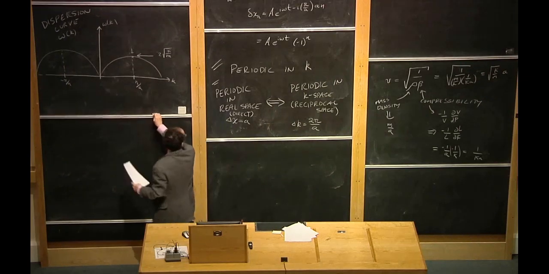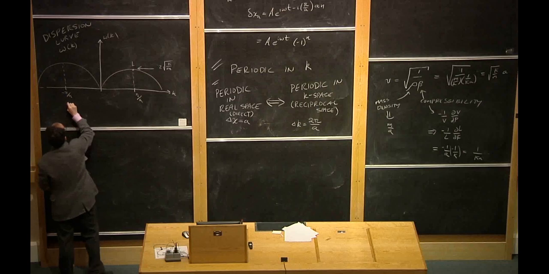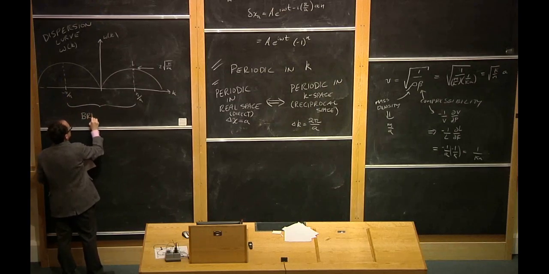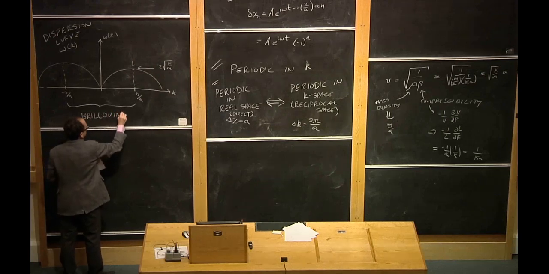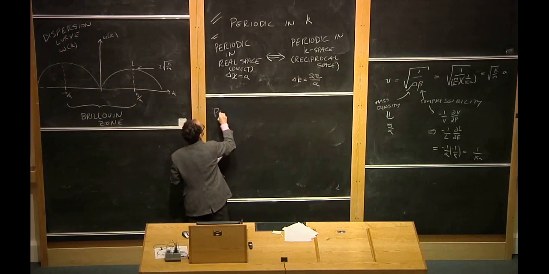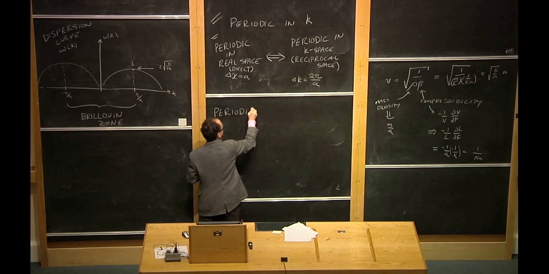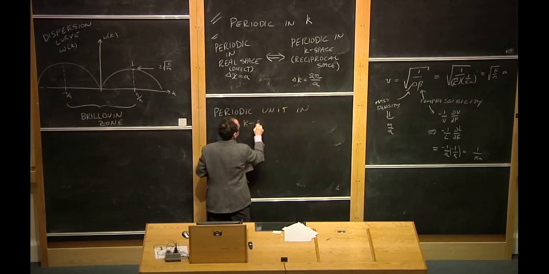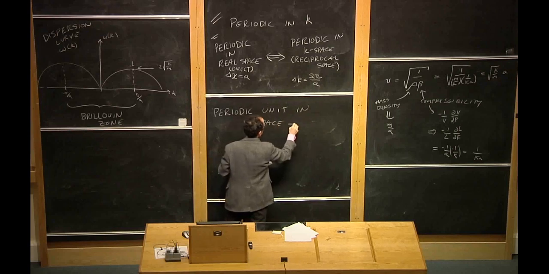Now, here's some more words that are going to be useful. The periodic unit here is known as the Brillouin zone. Maybe I'll write that definition down because it's rather important. The periodic unit in k space equals the Brillouin zone.